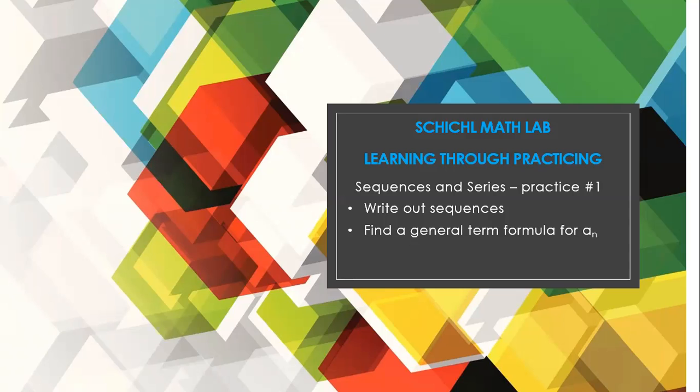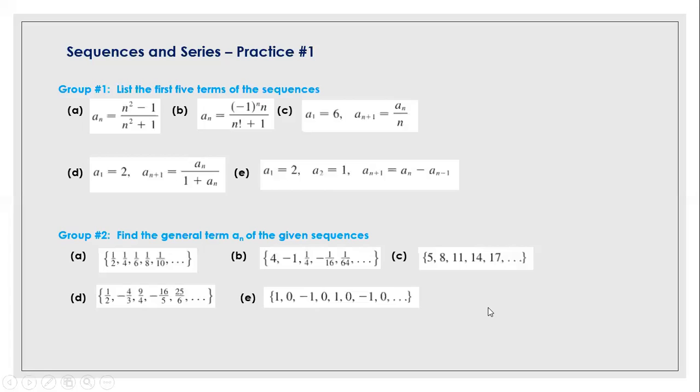Okay, so the problems we're going to cover in this video, we have a total of 10 problems here. We divide them into two groups. The first group is when the problem gives us the general term, a_n. Now, how do I write out the sequence? Then group two is when the sequence is given, then I need to look at the pattern and decide what will be the general term a_n for the given sequence.